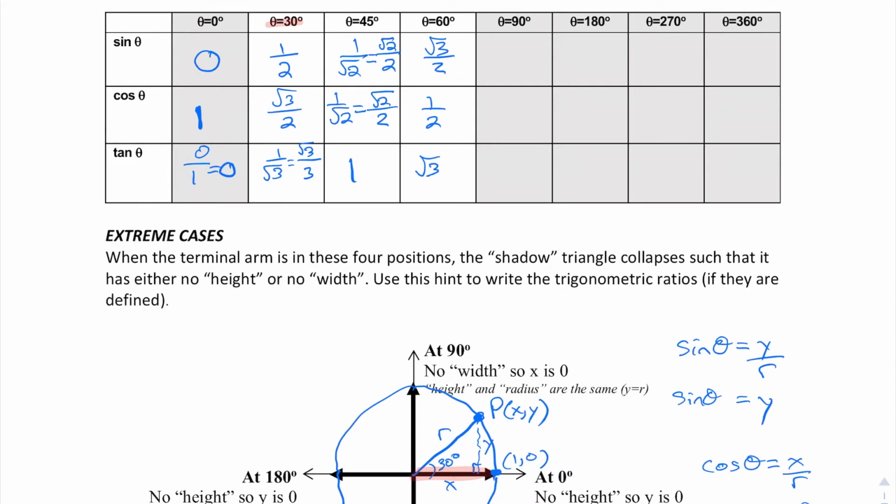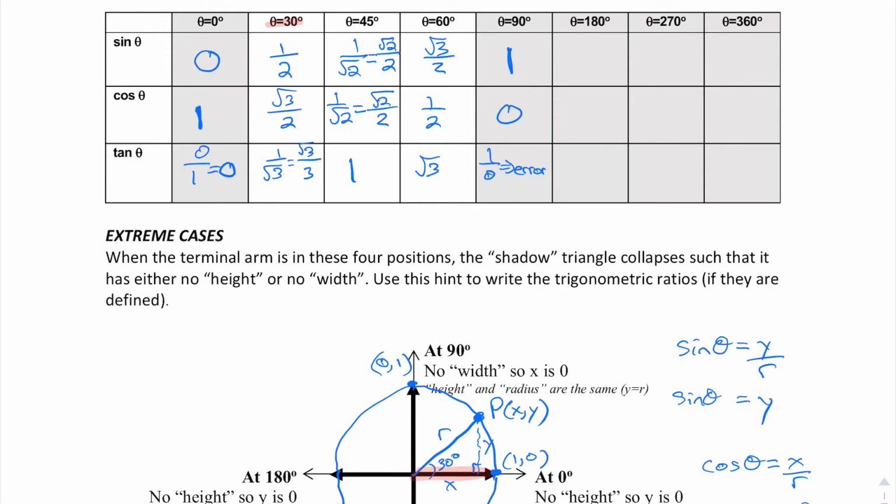So as we go around the circle, let's say I'm at 90 degrees. At 90 degrees, my x value now is 0 and my y value is 1. So we use the same idea for the next one. Sine equals y, so that's just going to be 1. And then cos is x, so that's going to be 0. This time for tangent, I end up with y over x, which is 1 over 0, which is an error. It doesn't exist.